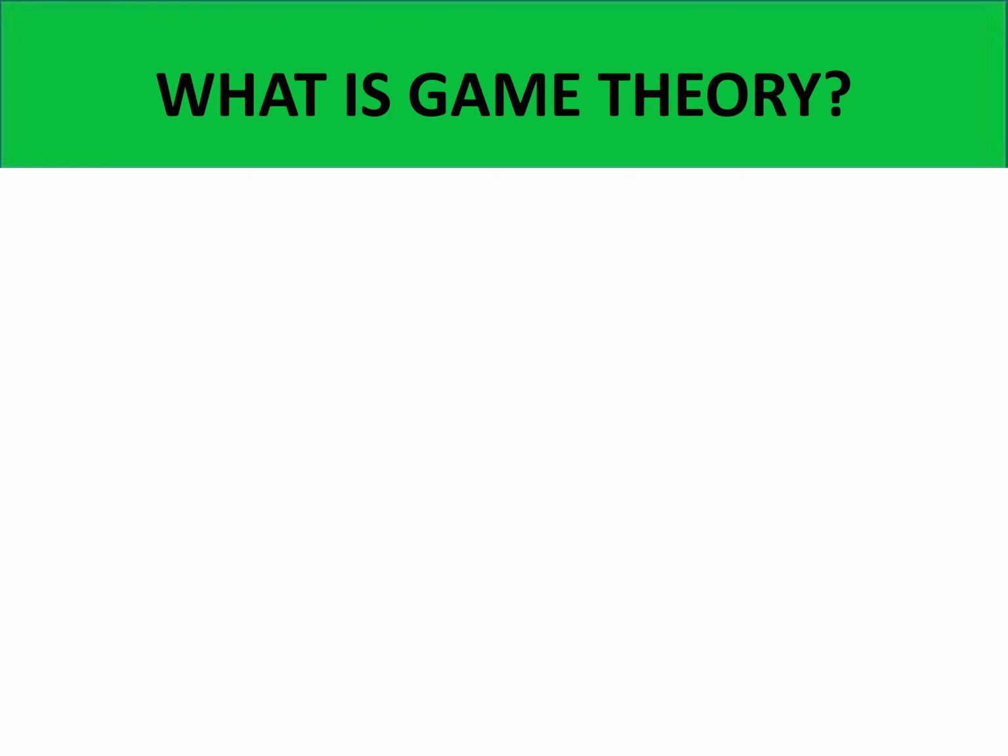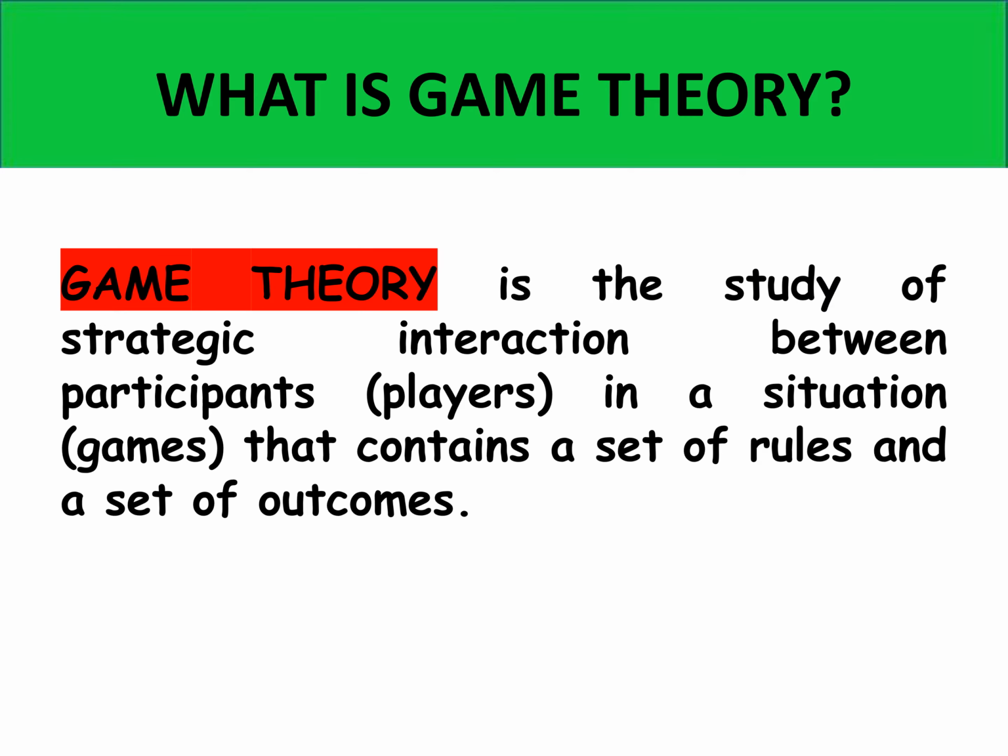So what is game theory? Game theory is the study of strategic interaction between participants in a situation that contains a set of rules and a set of outcomes. In the prisoner's dilemma scenario, the participants or the players are the suspects, and the set of rules is that each player should choose whether they are going to confess or remain silent in the situation. And the set of outcomes would be the number of years that they will spend in jail.